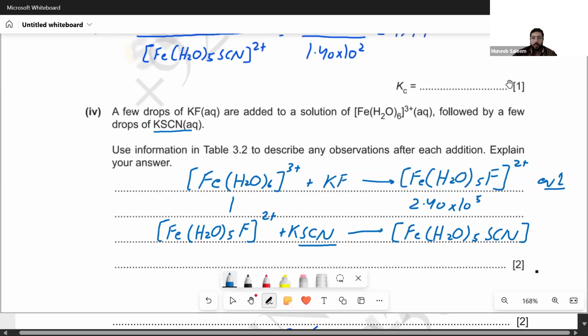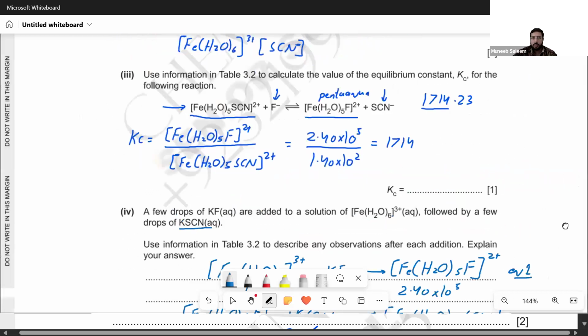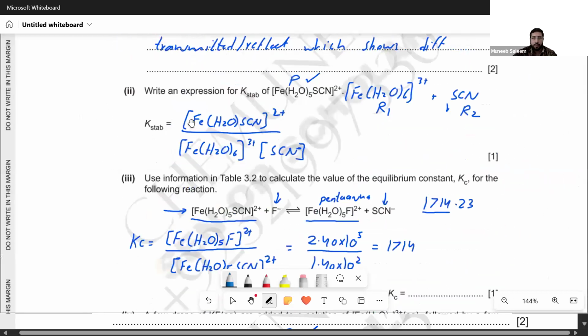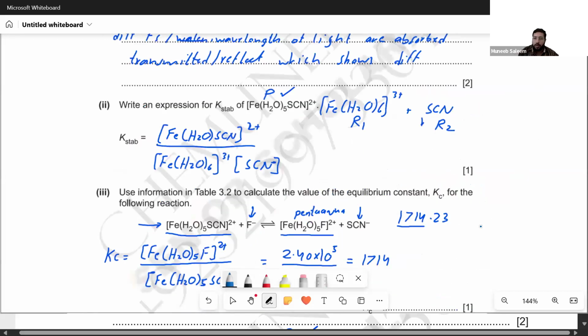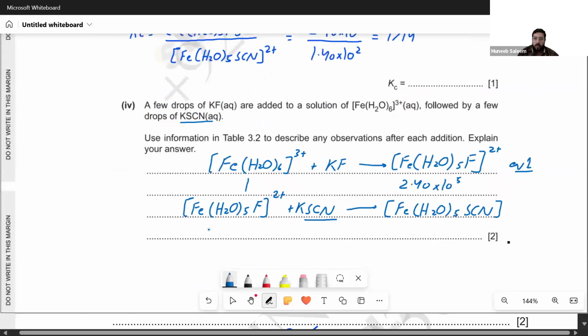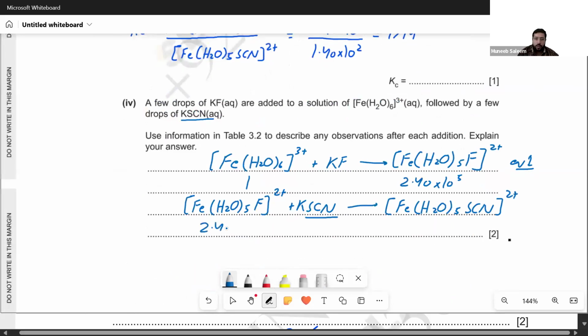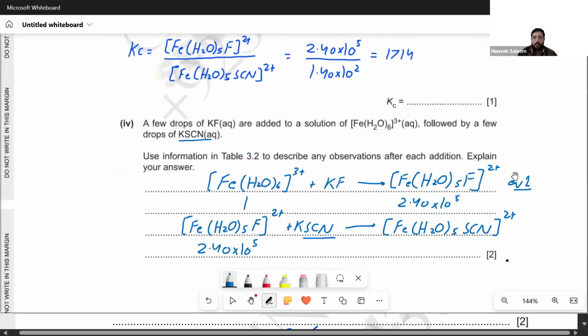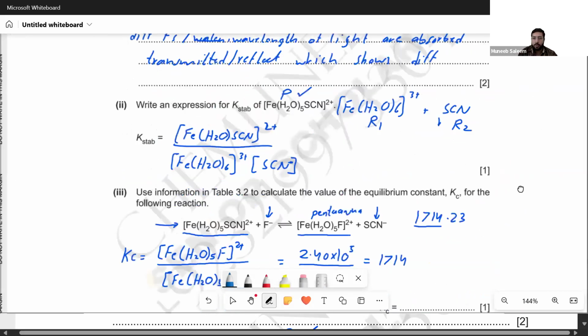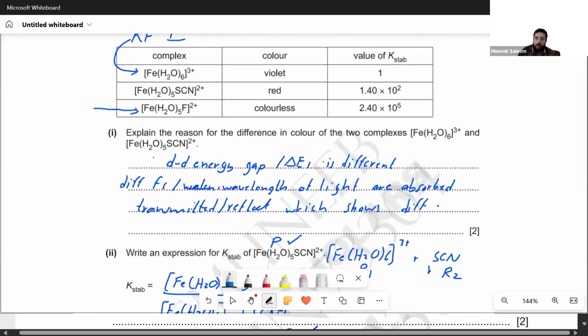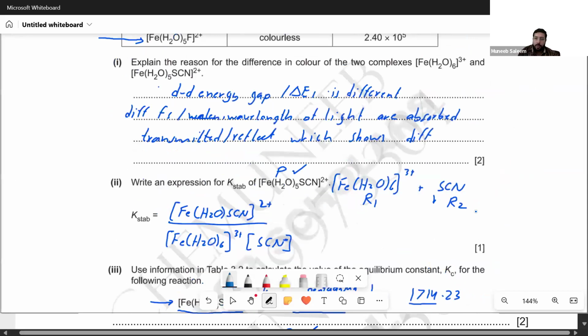Now it will be similar to the same complex present in this table with 2 plus charge on it. All right, now the 2 plus charge. The value for the original complex was 2.40 into 10 to the power 5, and for this ligand, the value can be taken from the table, which is 1.40 into 10 to the power 2.